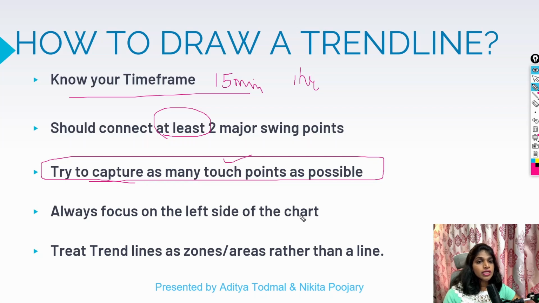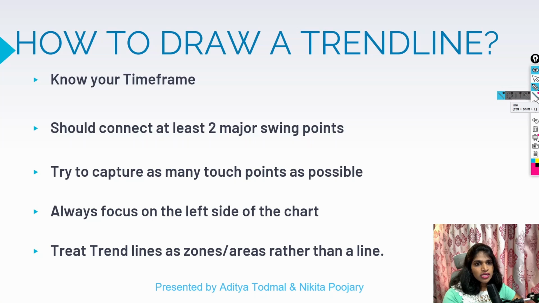Always focus on the left side of the chart, which means what has happened historically. So you have to zoom out your charts to understand the price action. The fifth and last point is to treat trend lines as zones or areas, and not just a line, just like support and resistance.